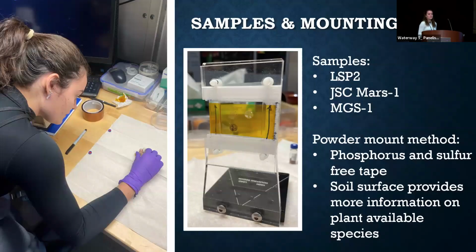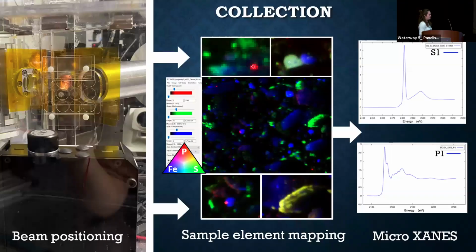For the samples we decided to run, we chose one lunar regolith simulant and 2 Martian regolith simulants: the Lunar South Pole 1, Johnson Space Center Mars 1, and Mars Global Simulant 1. And we decided to go with the powder mount method. This is because we are able to see the soil surface, and this is very important because the surface of these particles will provide us adequate information on the plant available species as we continue this work.